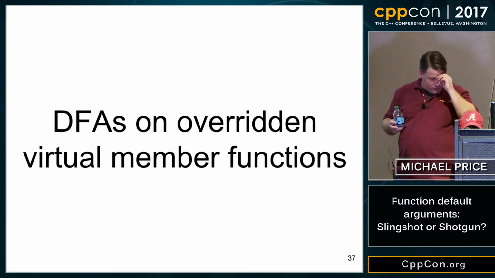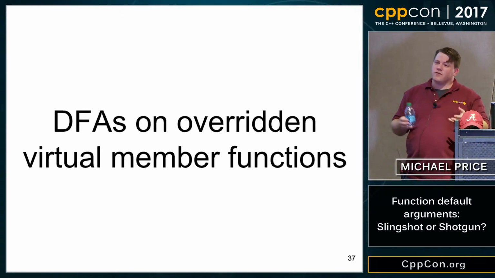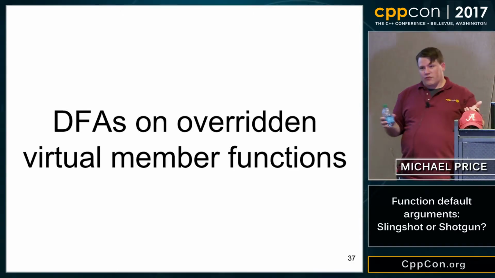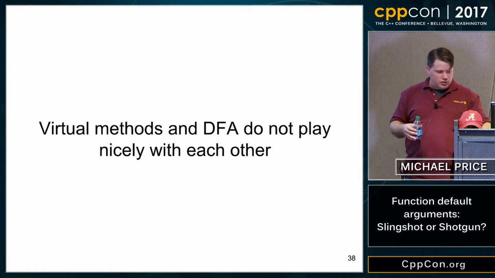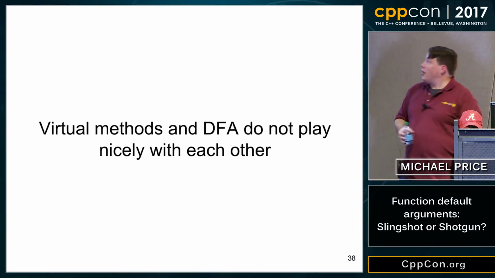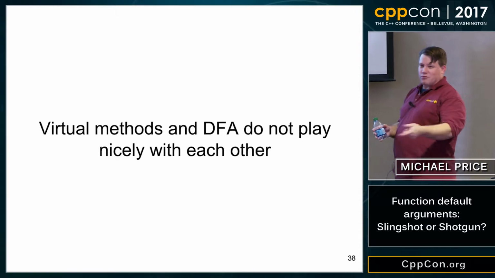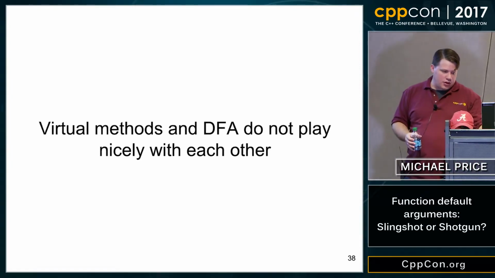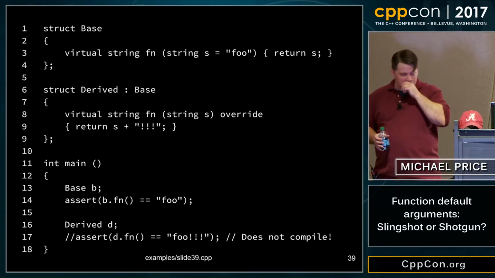Okay. So, default function arguments on overridden virtual member functions. Virtual member functions are just like anybody else, so why not? We can do that, right? Well, it turns out there are yet more problems doing it this way. And this is actually a more well-known problem.